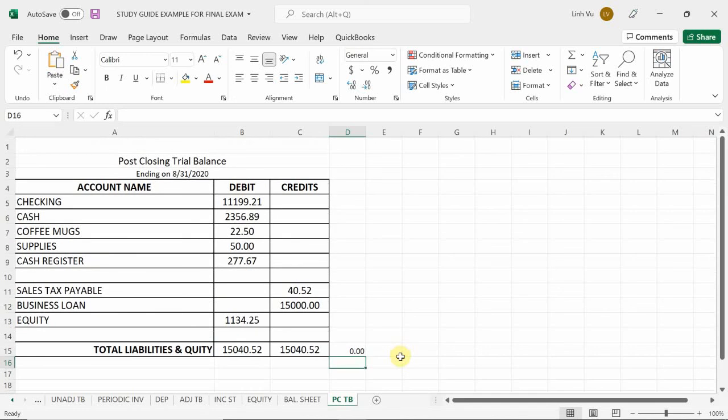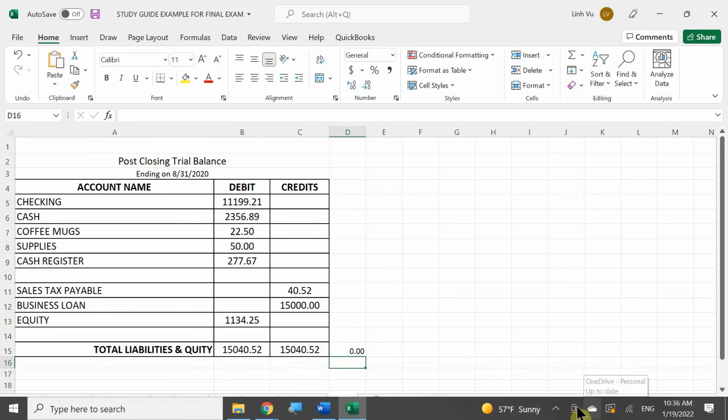So therefore, that's how I complete this entire scenario, going through all 10 steps of the accounting cycle. Any questions?